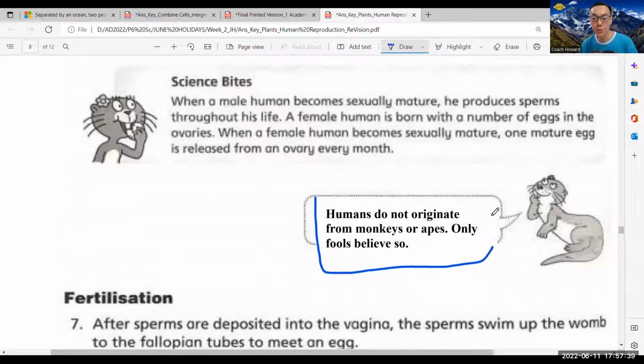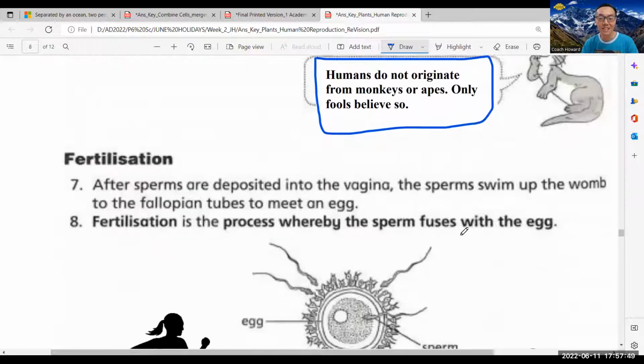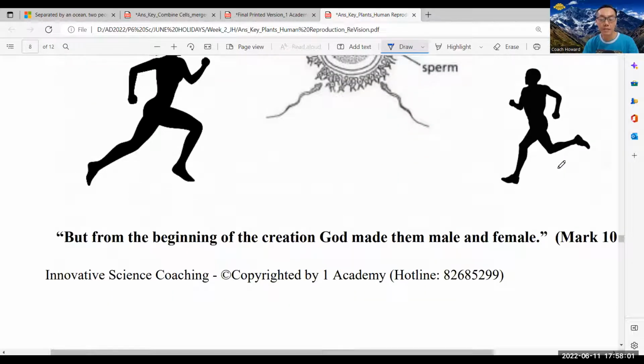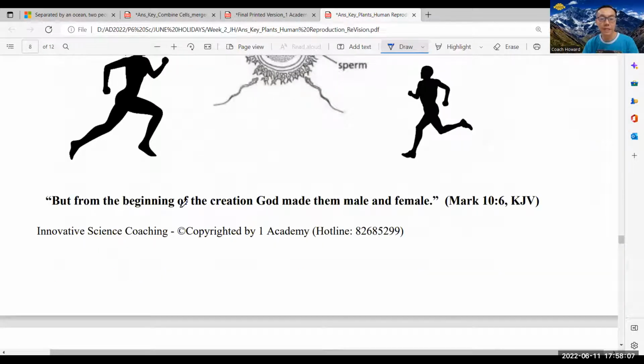Okay, think of this. I put this here: humans do not come from monkey or ape, so we did not evolve from them. God made human. Okay, so this part you can see here, only one sperm is needed to fertilize the egg. This process, fertilization, is a process whereby sperm fuses with the egg. Okay, so we are created by God, as mentioned in the Bible. From the beginning of the creation, God made them male and female. You can read your Bible, this part, Mark 10:6.